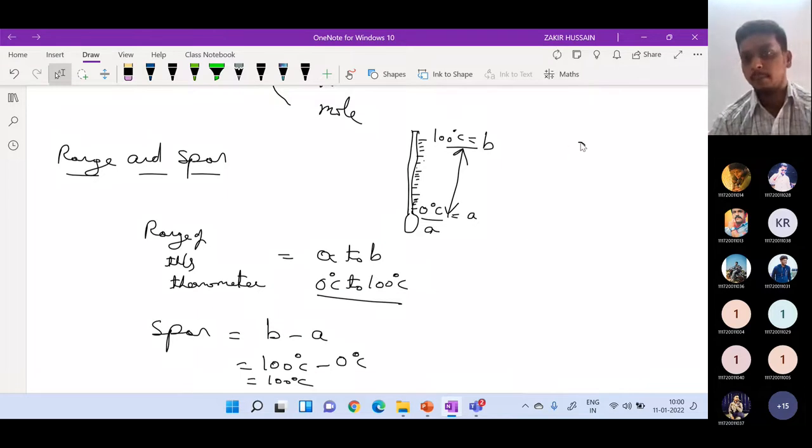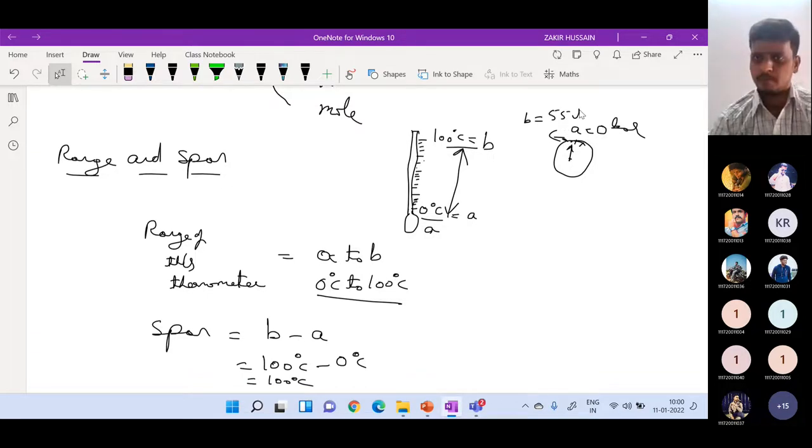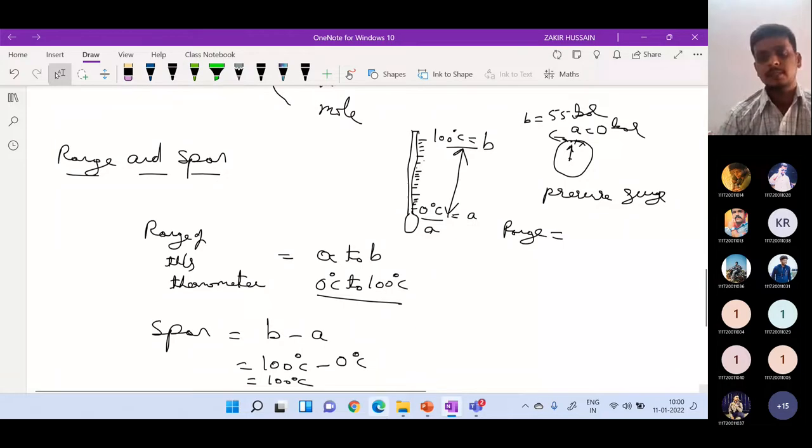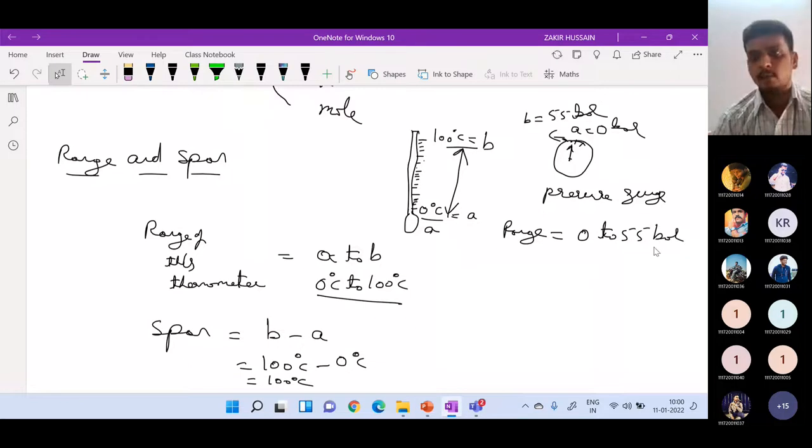Same thing if you see in pressure gauges. Some dial will be there like this to indicate the pressure. The lowest pressure which can be measured by this particular pressure gauge is 0 bar, and the highest pressure which can be measured is B, equal to 55 bar. Then what is the range of this pressure gauge? The lowest is 0 bar and the highest is 55 bar, so the range is 0 to 55 bar. If you denote it as A to B, it is A to B like this. Then what is the instrument span?